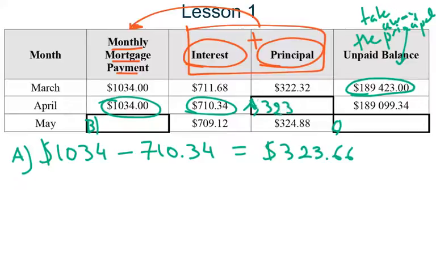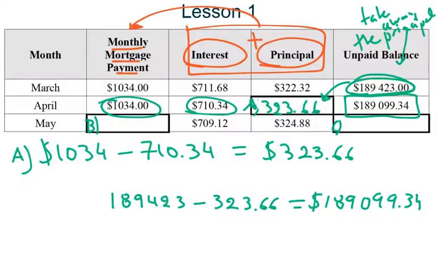So this is what goes here for A, 324.66. And if we notice here, if from this amount I take away the 324.66, this is what I found. Let's try this one. Pause the video and try this one. Okay, so I did it here. You see, if from this I take away the principal, that's how I get this number right there.